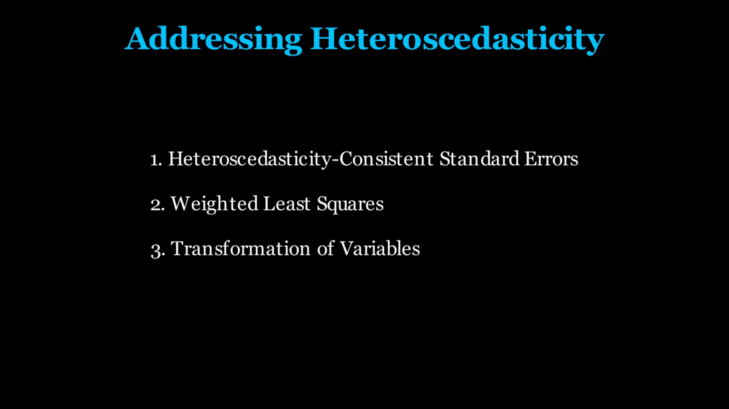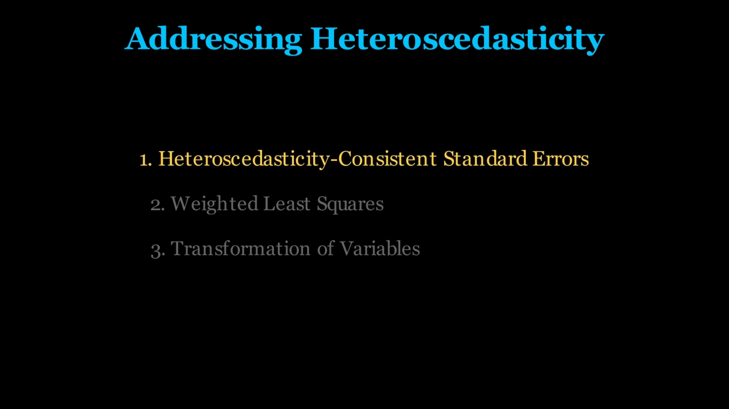So what do we do when heteroscedasticity is detected? There are 3 remedial measures we can take to address the issue. The 3 remedies are heteroscedasticity consistent standard errors, weighted least squares, and transformation of variables. Let's start with heteroscedasticity consistent standard errors, also known as robust standard errors.